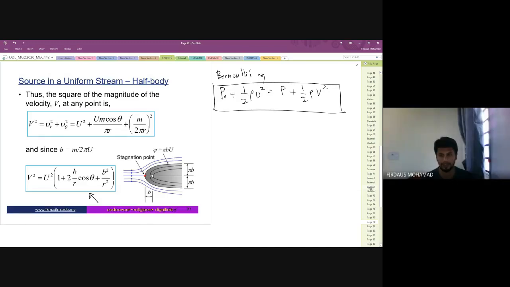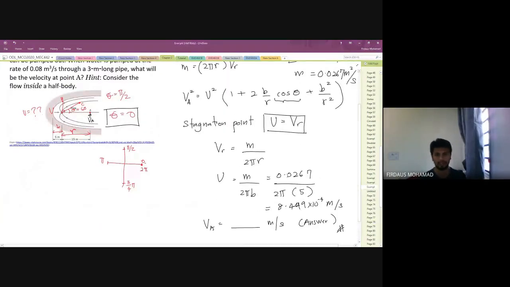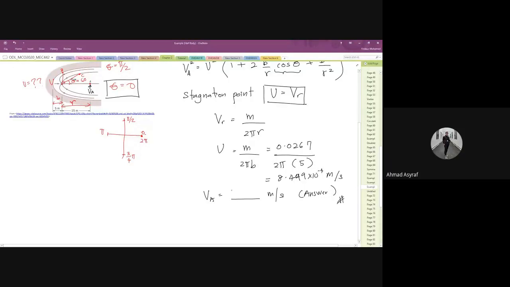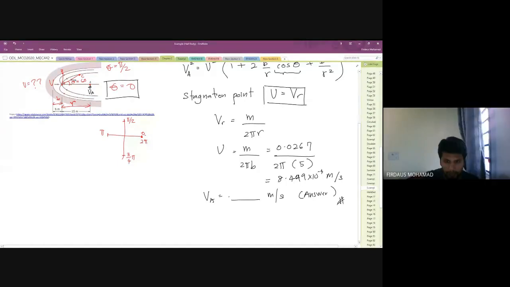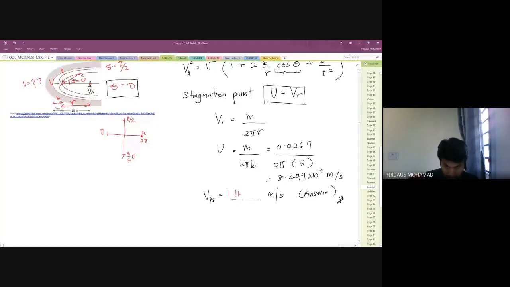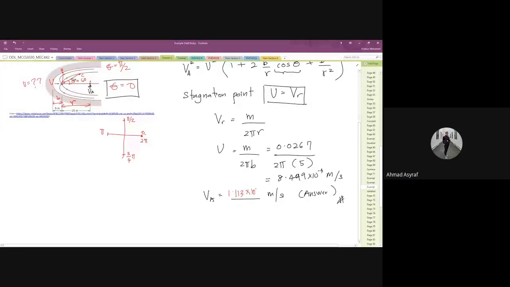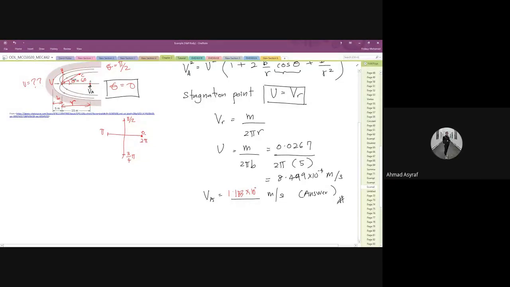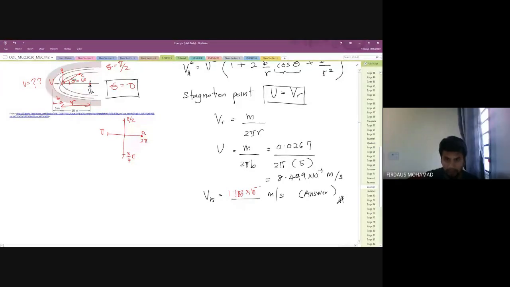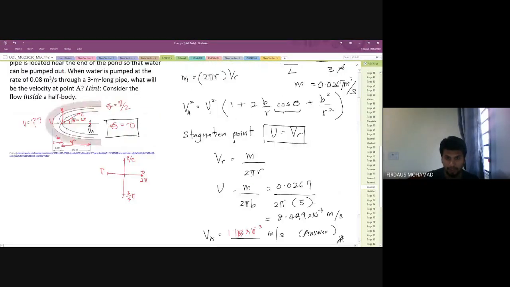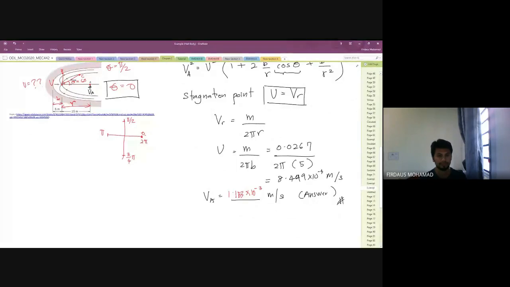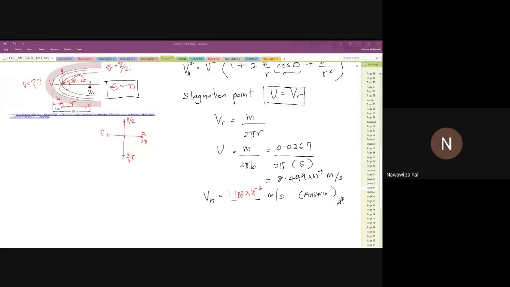Okay, any more questions? What is the final answer? 1.1332 times 10 to the power of negative 3. You have taken the square root because it is V_A square. Okay, so does anyone have a different answer? Same, sir. Okay.